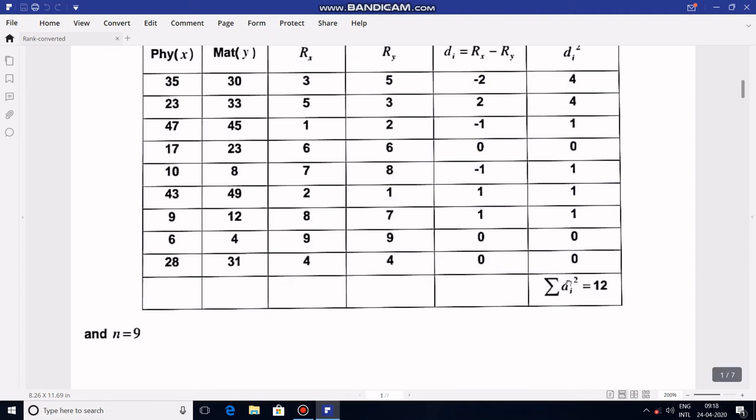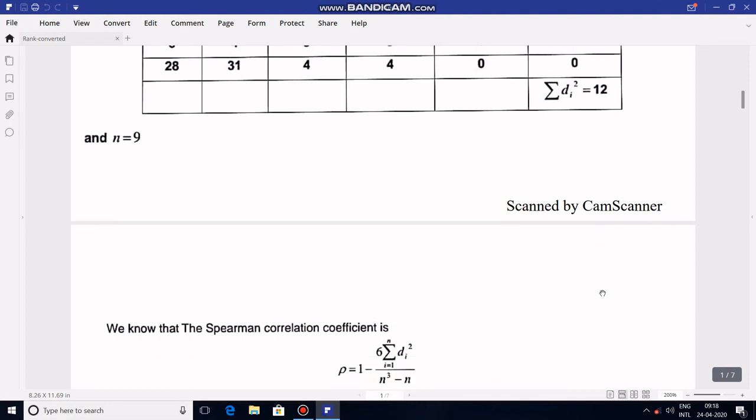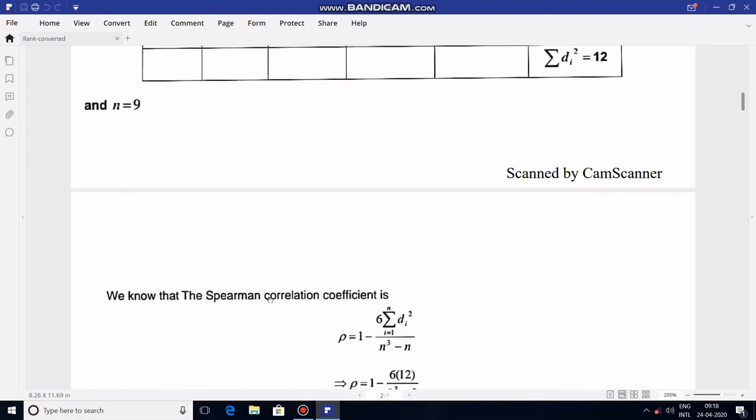Now let us compute summation di square. Here i takes the value from 1 to 9 because here n is equal to 9. If we expand this summation, we get d1 square plus d2 square plus d3 square, and so on up to d9 square. That means for summation of di square, you have to consider the sum of all these values, that is equal to 12. Now let us substitute all these in the standard Spearman correlation coefficient formula.